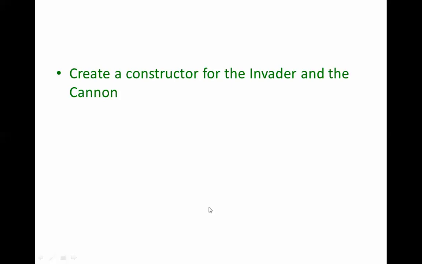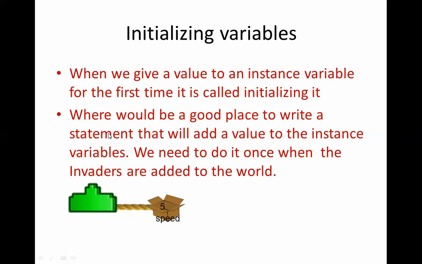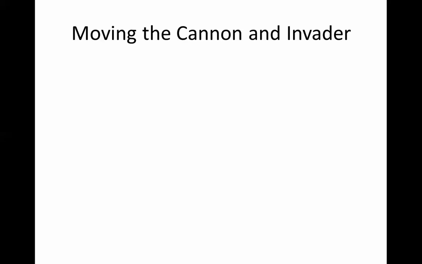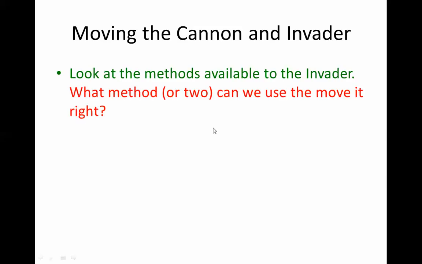Okay, so what I want you to do is create a constructor for the invader and for the cannon, because that's the answer to the question. That's where it would be a good place to write the statement. So create a constructor for the invader and for the cannon, and initialize the speed instance variable in each one, whatever you want it to be. I think I used 5 or something. So do that. And then we're going to use that speed to move the invaders.